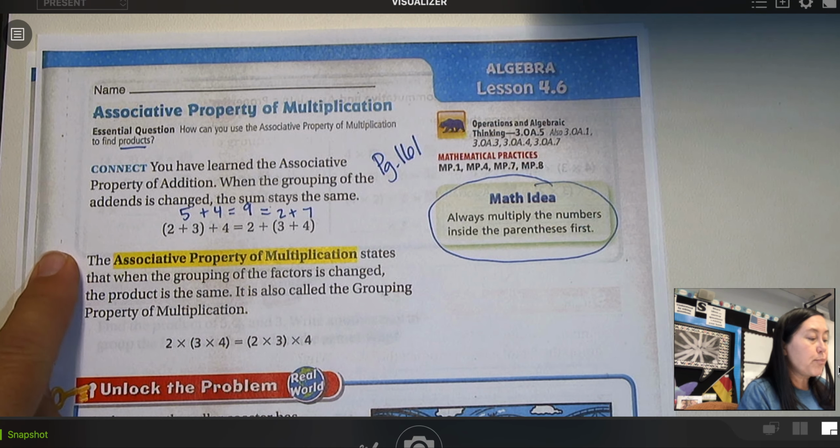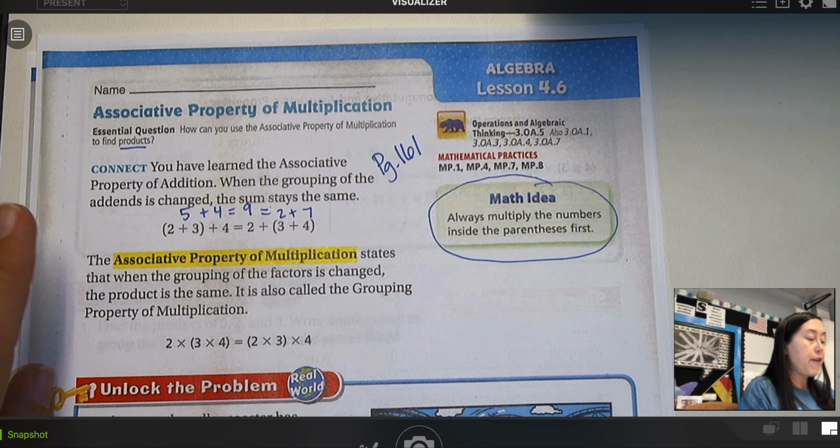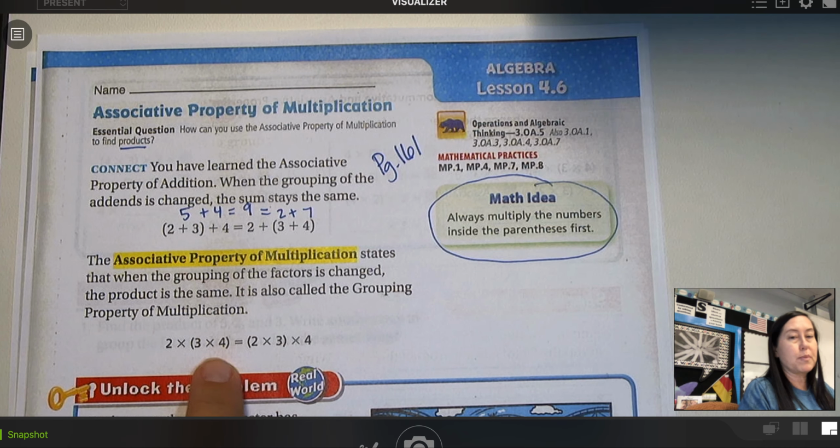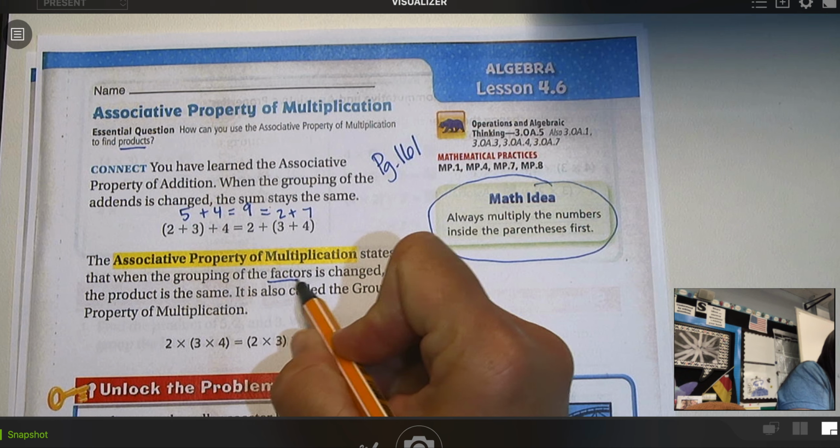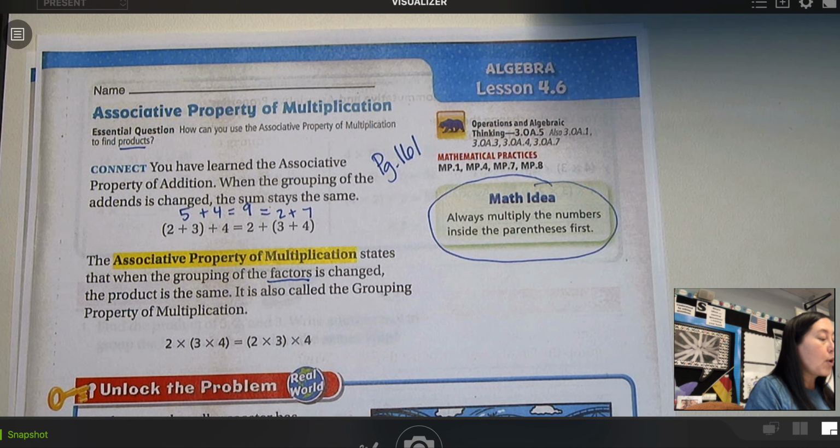So the associative property of multiplication states that when the grouping of the factors, and these are just the numbers you multiply together, those are the factors, is changed, the product is the same, or the answer is the same.